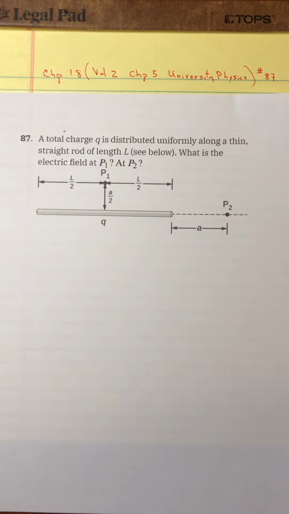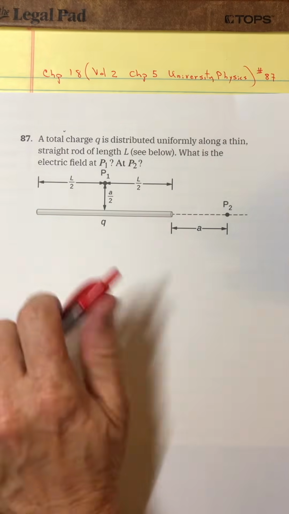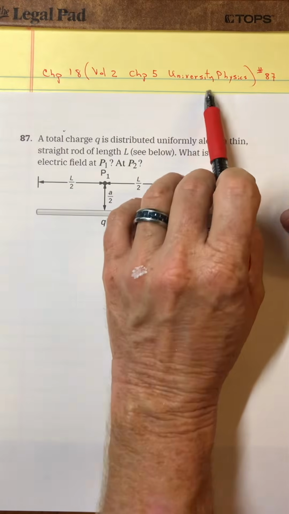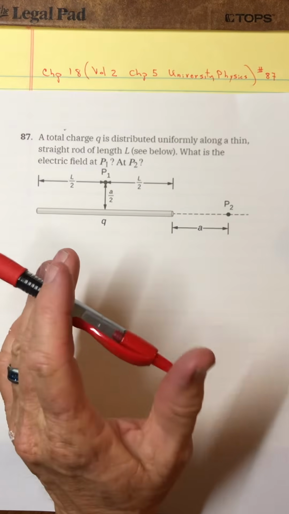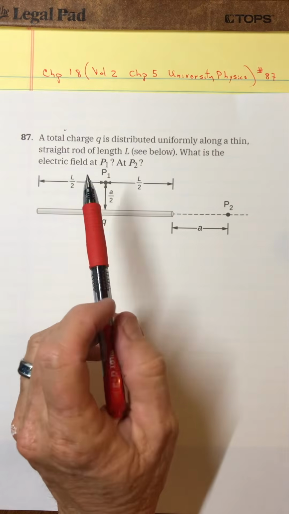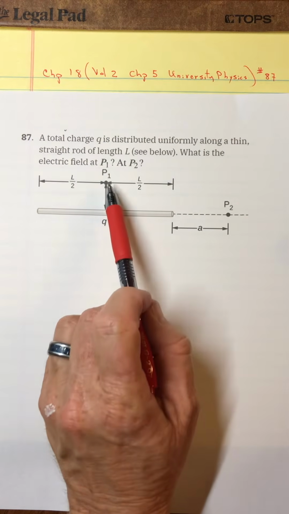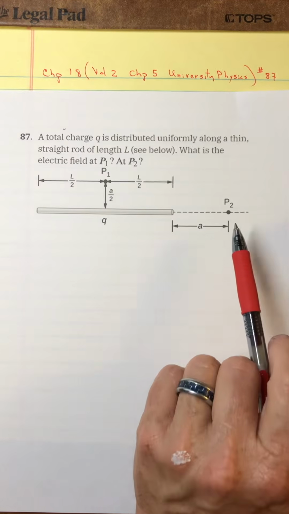All right, students, I got a request for a solution from the hard book here, the University of Physics, and it's number 87. And I was just looking at it, and I can see why. This is a doozy of a problem right here for P1. Now, P2 is pretty straightforward, but let's read this.